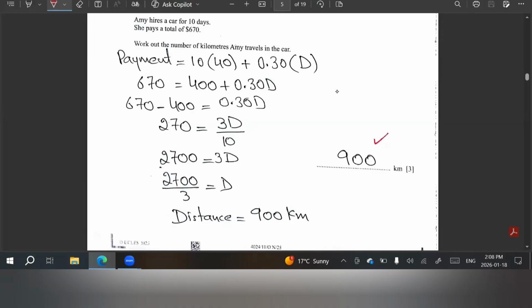Take this 400 to the other side. So 670 minus 400, that's 270. I converted this into fractions, so 3D by 100. Take this 100 to the other side. So it will become 27000 equals 3D. So D will be equal to 27000 divided by 3, and this distance will be equal to 900 kilometers. So the distance traveled is 900 kilometers.